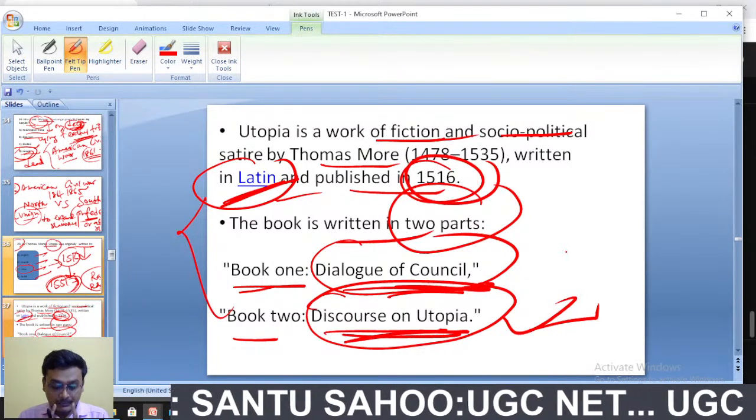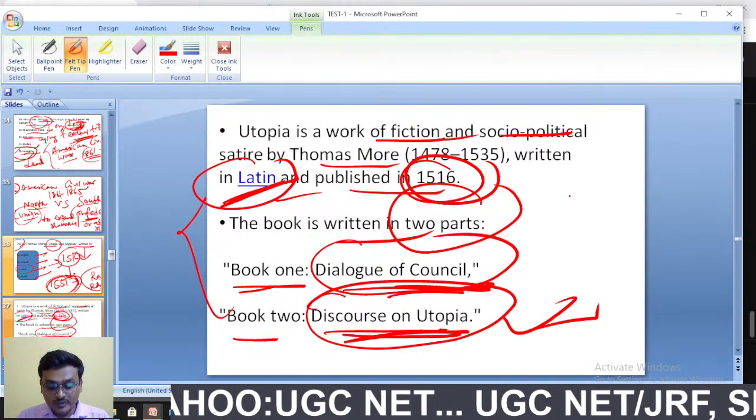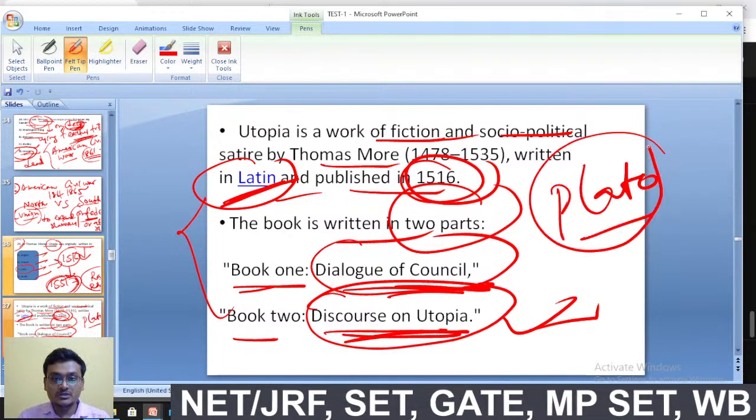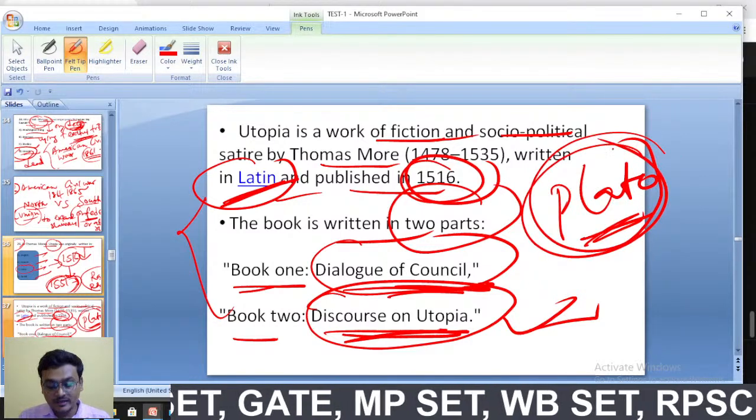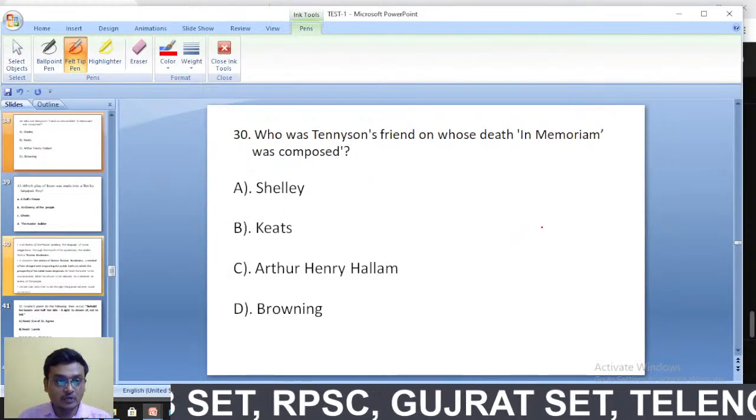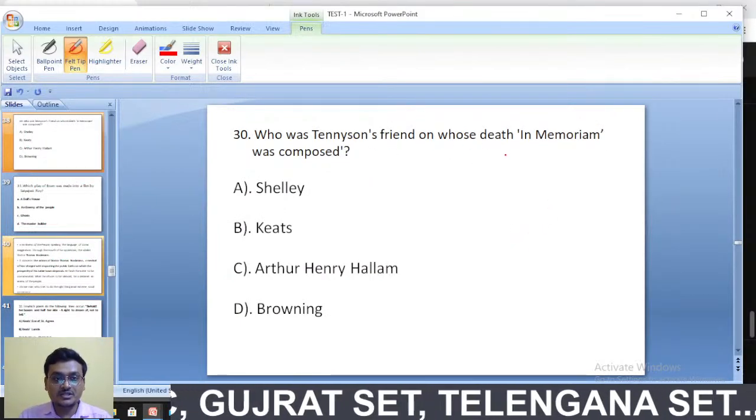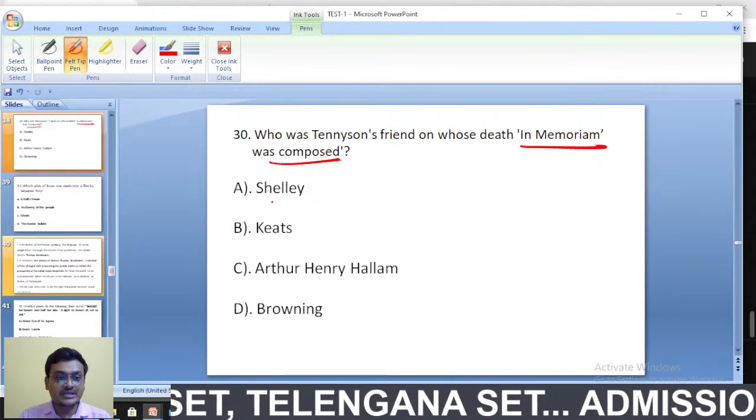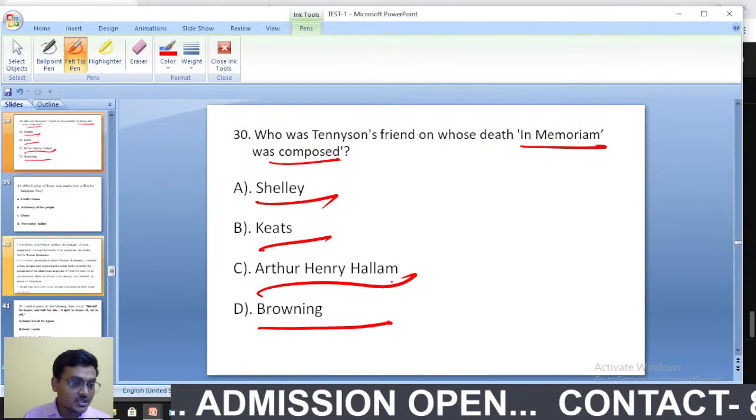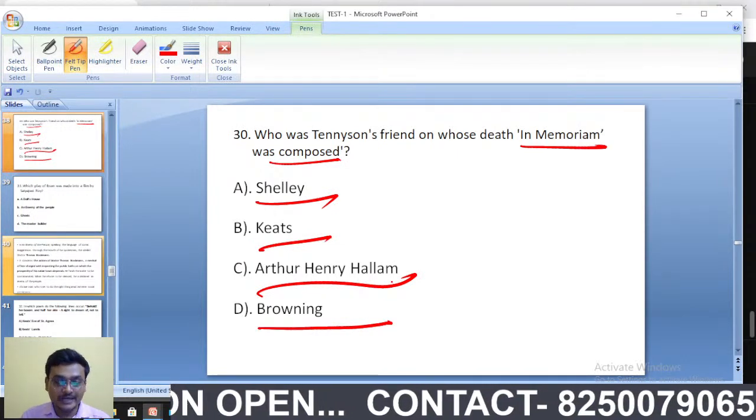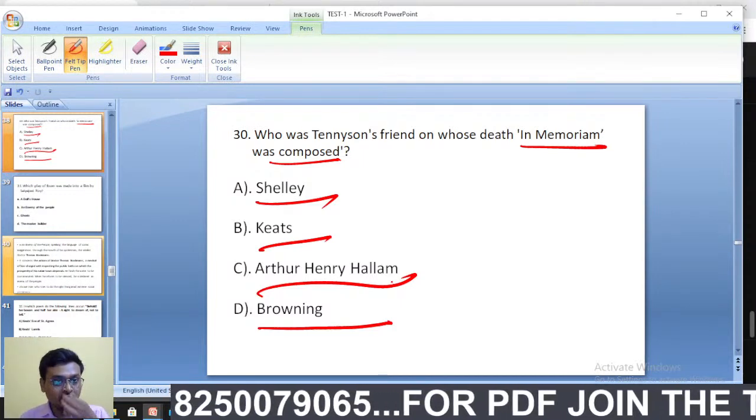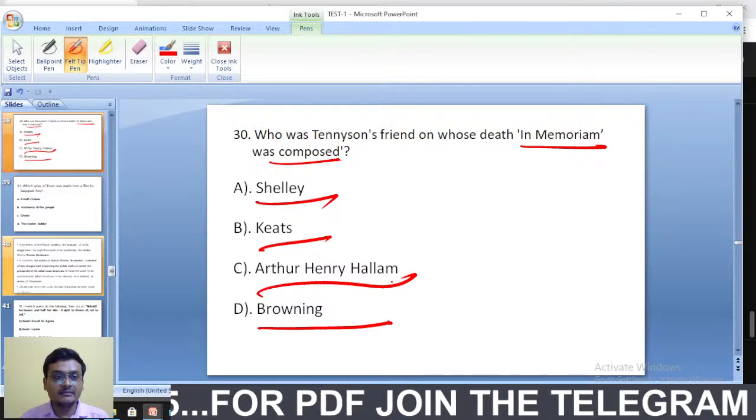And remember that Thomas More's Utopia was inspired by Plato's Republic. Plato had influenced Thomas More to write Utopia, published in 1516. Who was Tennyson's friend on whose death In Memoriam was composed? Shelley, Keats, Arthur Henry Hallam, or Browning?